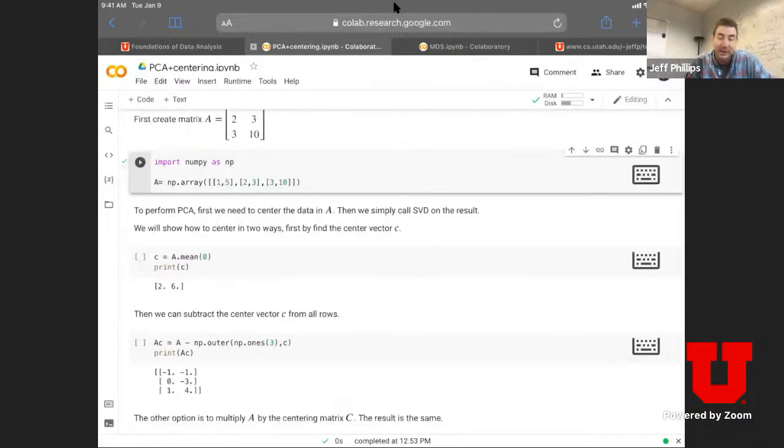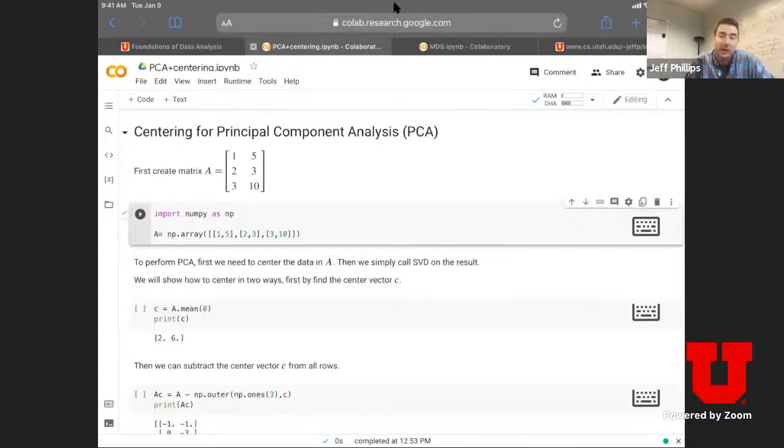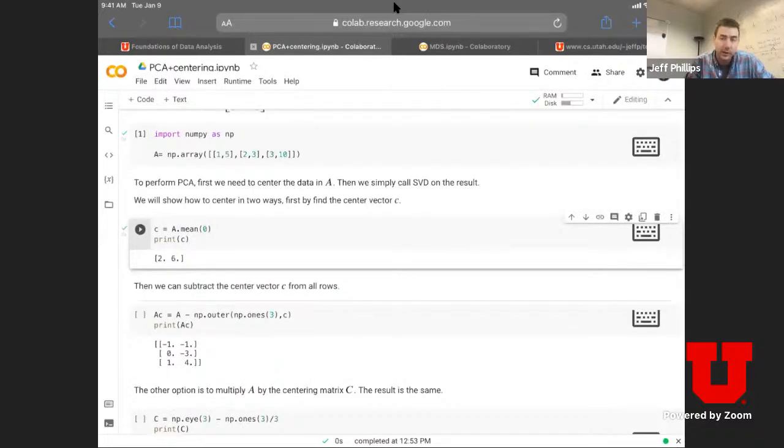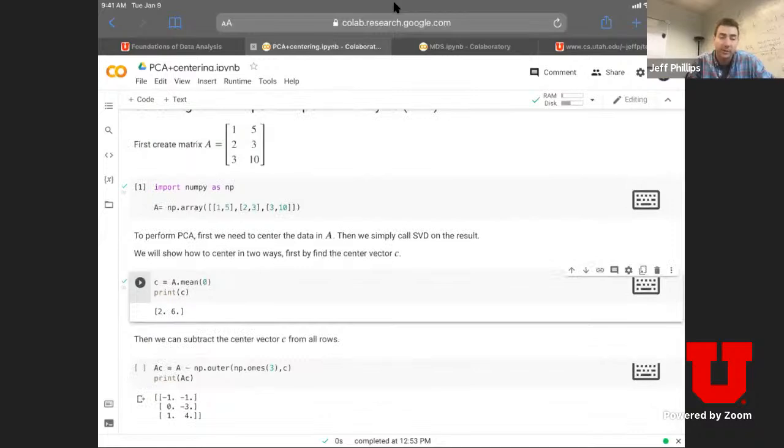So I have a data matrix A with 3 data points and in 2 dimensions each, right? I've entered that. And I can compute the mean of each column here, right? The mean of the first column is 2. The average of 1, 2, and 3 is 2. And the mean of the second column is 6. The average of 3, 5, and 10 is 6, right?